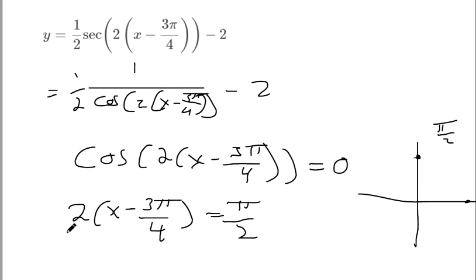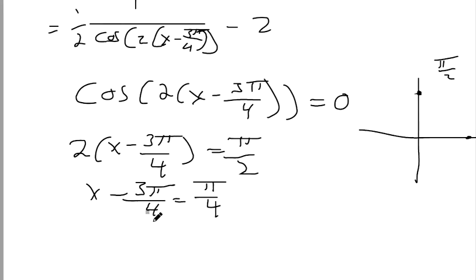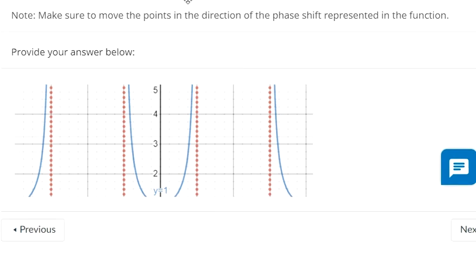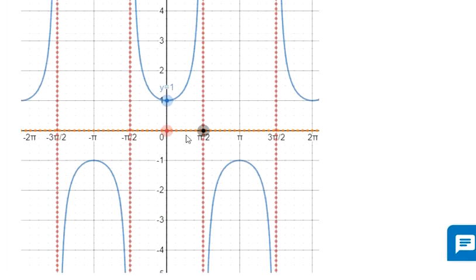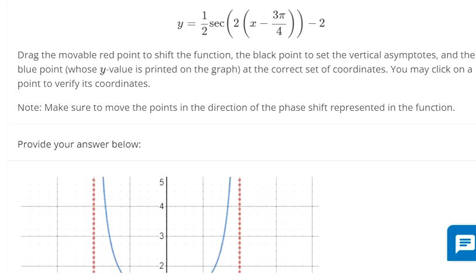So if you solve this equation, you want to multiply both sides by 1/2, or in other words, divide both sides by 2. So you get pi over 4. And then add 3 pi over 4 to both sides, so you're going to get x is pi. So we should expect to have vertical asymptotes, at least one at pi here. Okay. Let's see what else we need to do for this function.